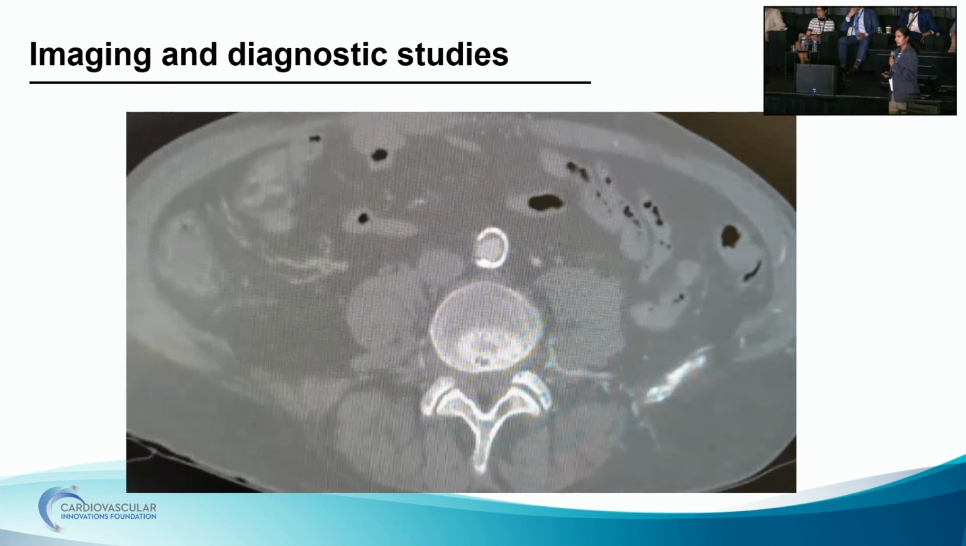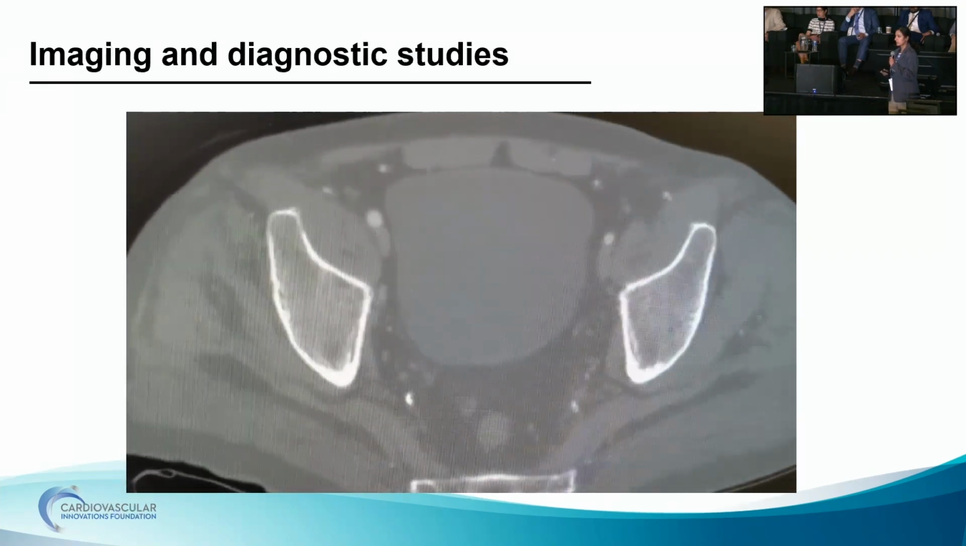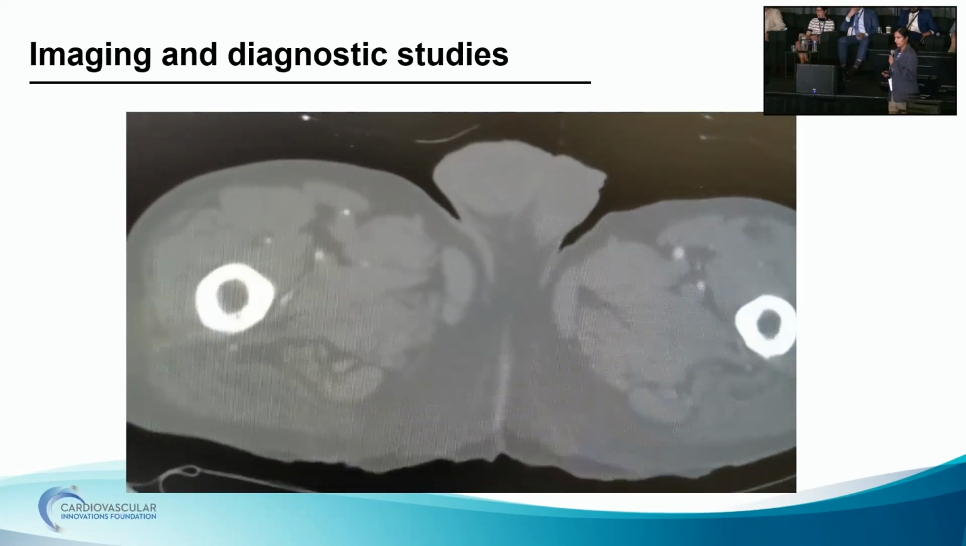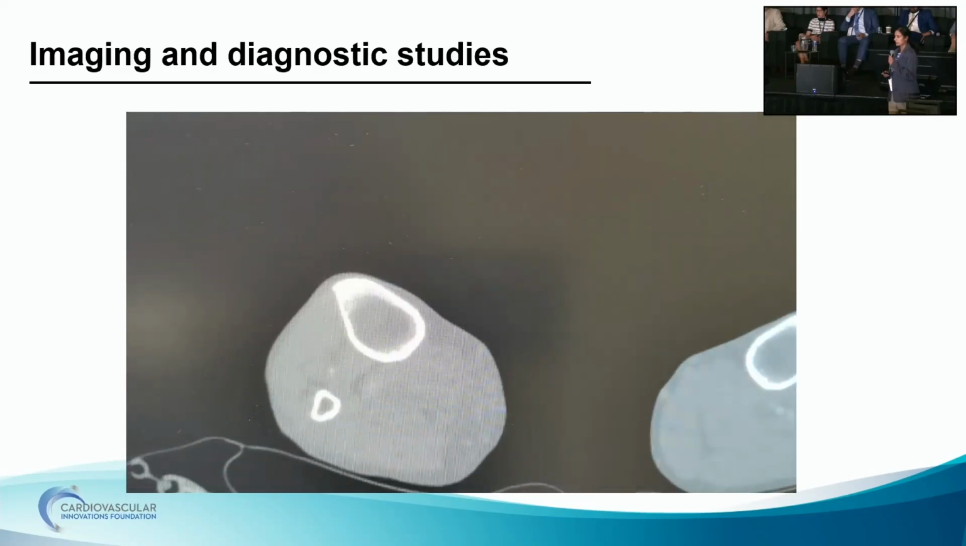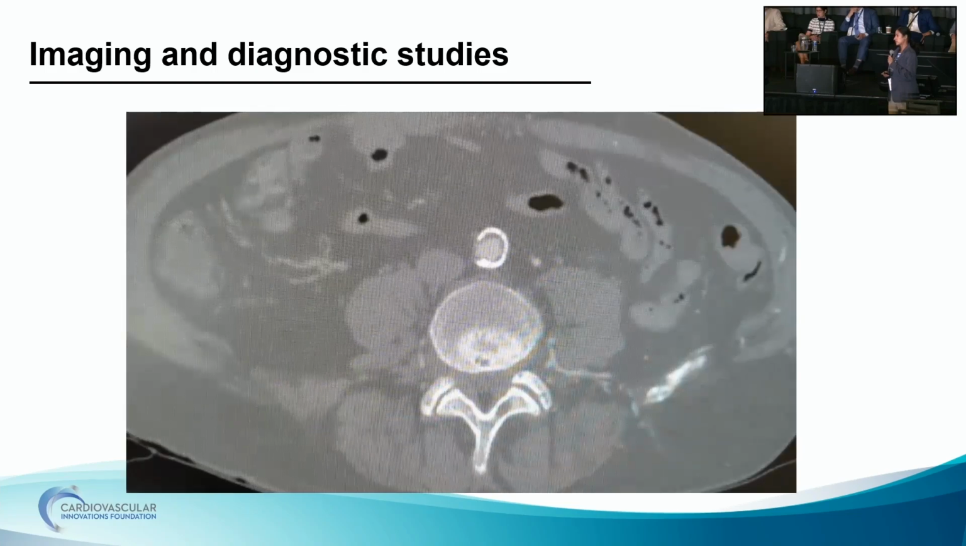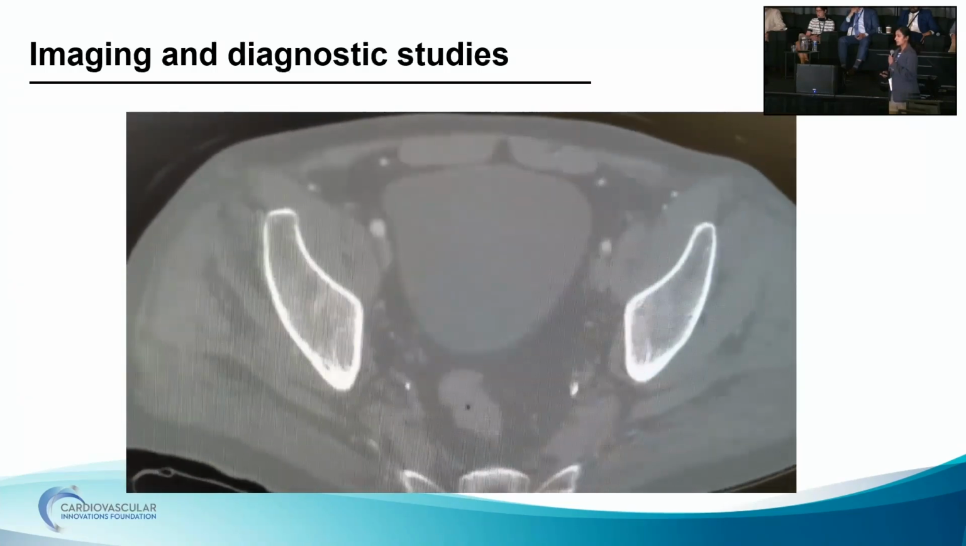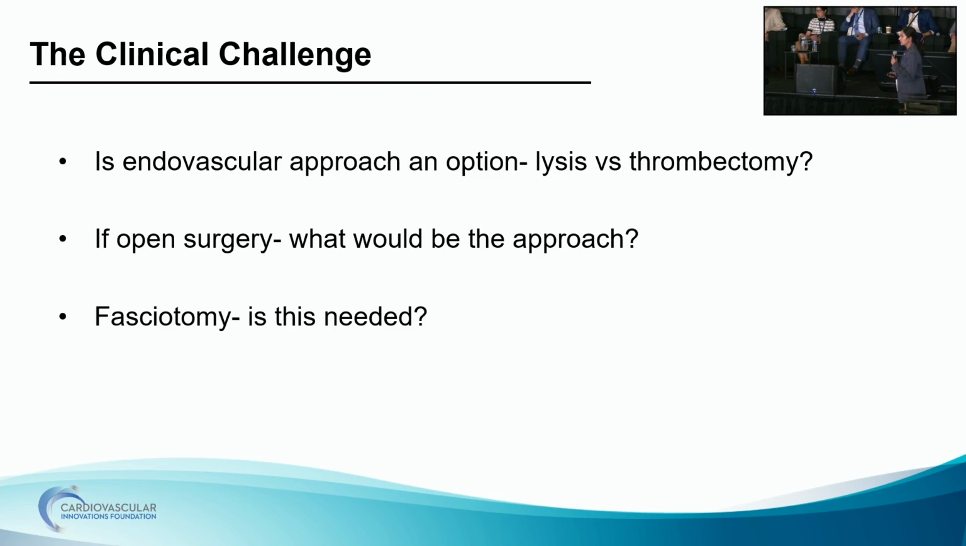So this is his CT. You can see his left side external iliac is occluded, and the right SFA has a flush occlusion. There's a reconstitution of the above knee popliteal artery, and then it re-occludes below the knee. The runoff was unclear. So these were what we thought were our options. Endovascular approach, should we do lysis in this patient who's had a recent stroke, or just do thrombectomy? And then if we do endovascular, what would be our access? And then open surgery, what would be the approach, and should we do a fasciotomy?